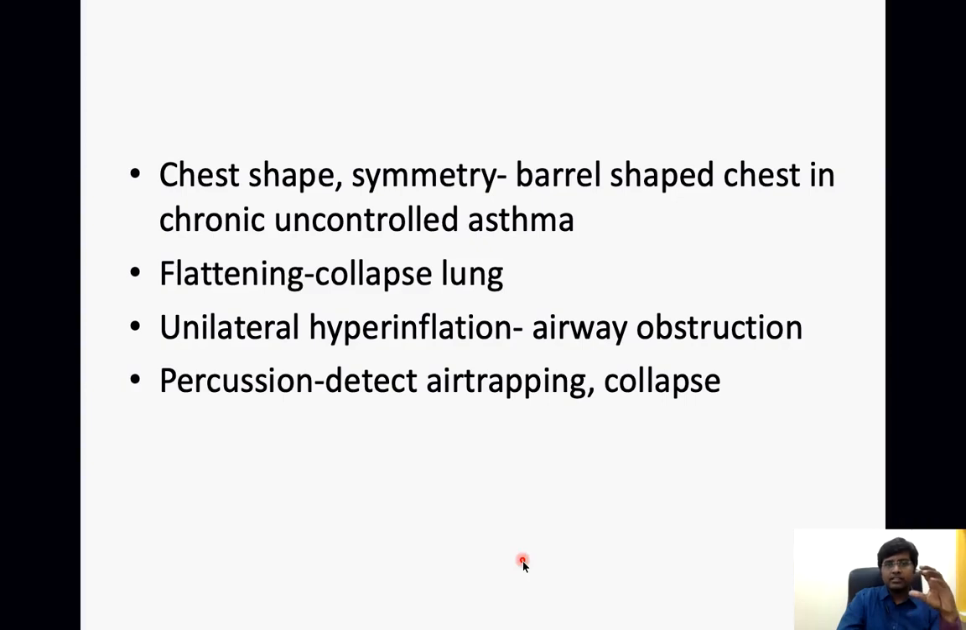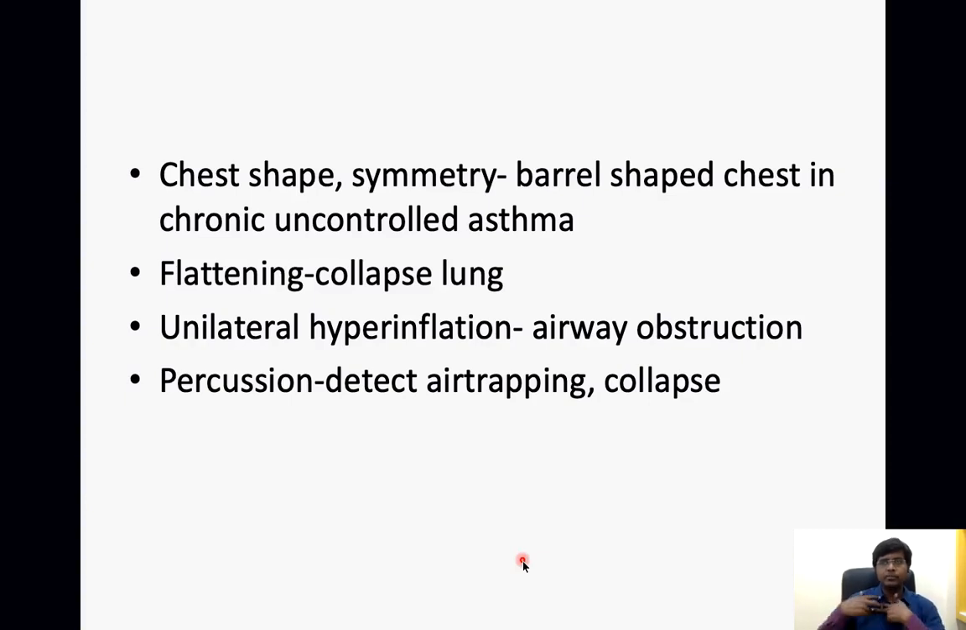So you see the chest shape, whether the chest is symmetrical or asymmetrical, because in asthma you will have a barrel-shaped chest. Because of the persistent expiration problem, there will be air trapping, so they will have a very big barrel-shaped chest. That is obviously visible in uncontrolled asthma. And in a chronic collapsed lung, for example a post-tuberculosis collapsed lung or a foreign body leading to collapse, there will be flattening on one side, whereas the other side will be normal. In between the ribs, that is the intercostal region, you will be able to appreciate the flattening. And in airway obstruction, again, there will be a unilateral hyperinflation.